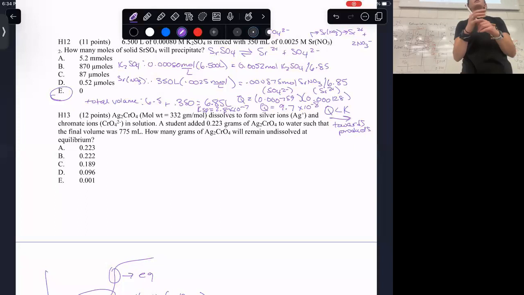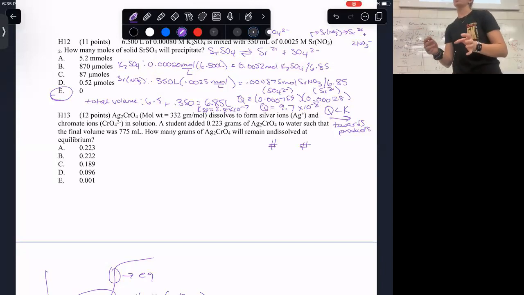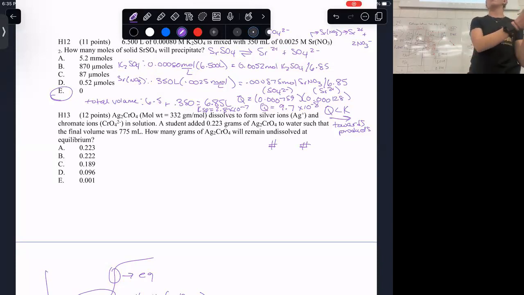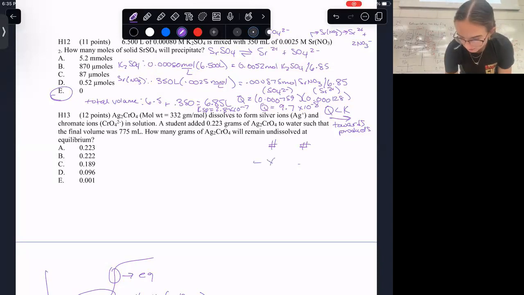Right, you have these ions in solution. So you have a number and you have a number. Q is greater than K, so you have to go towards reactants. So you're taking ions out of solution and forming precipitate. So you're saying minus X, and then you'll end up getting your number minus X and your number minus X. You then have KSP, so you can solve for the X that's needed. Once you find X, that's your solubility.